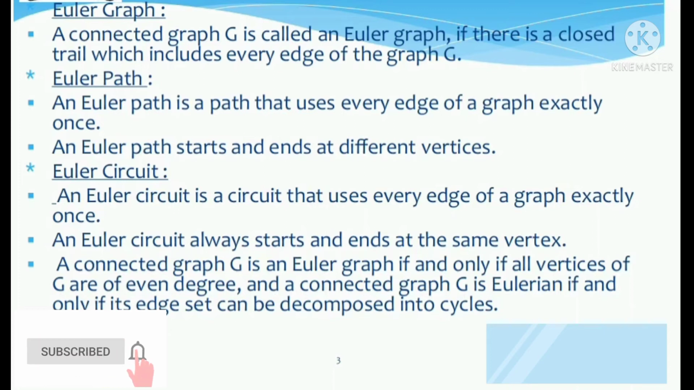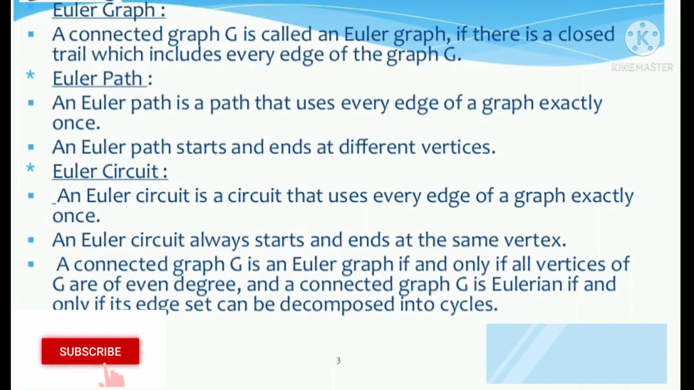The first one, Euler graph. First of all, it is a connected graph. If there is a closed trail which includes every edge of the graph G, closed trail means the start and end will both be the same, in every edge.